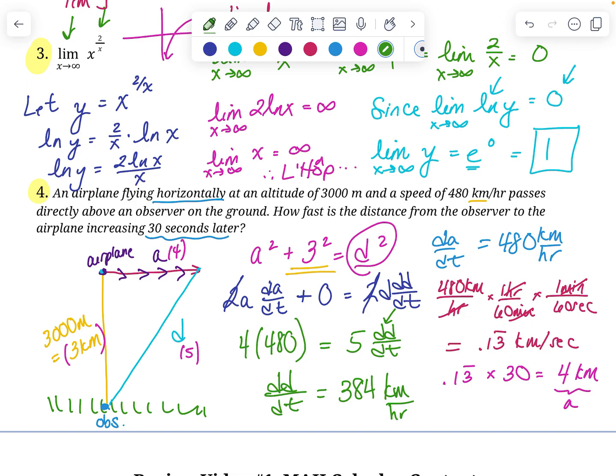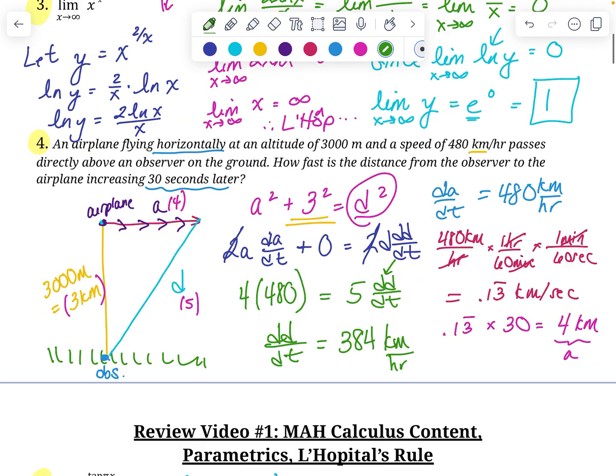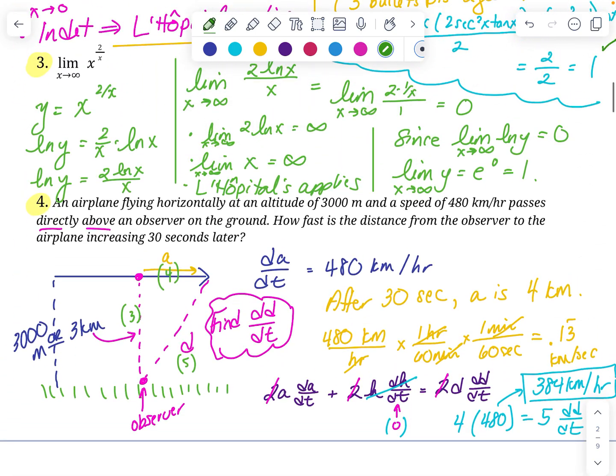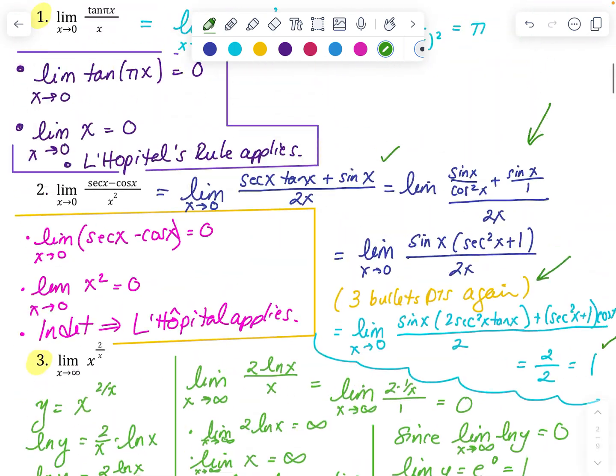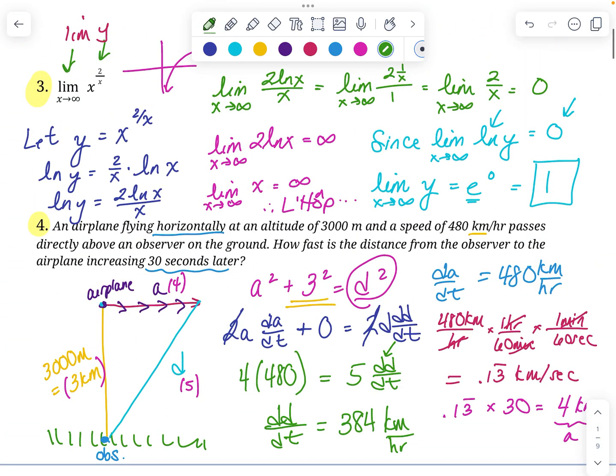Is it? Or is it kilometers per second? I have to think about that. Okay, down here, I think when I was doing this myself, I wrote kilometers per hour, but now I'm thinking maybe it's kilometers per second. 480 was in kilometers per hour. Oh, well, maybe it's in kilometers an hour. Yeah, it's in kilometers an hour.